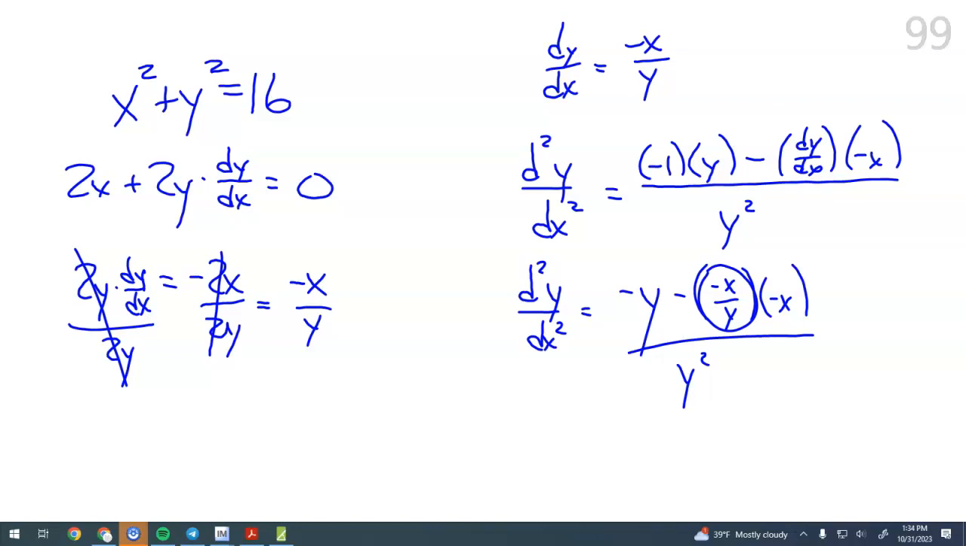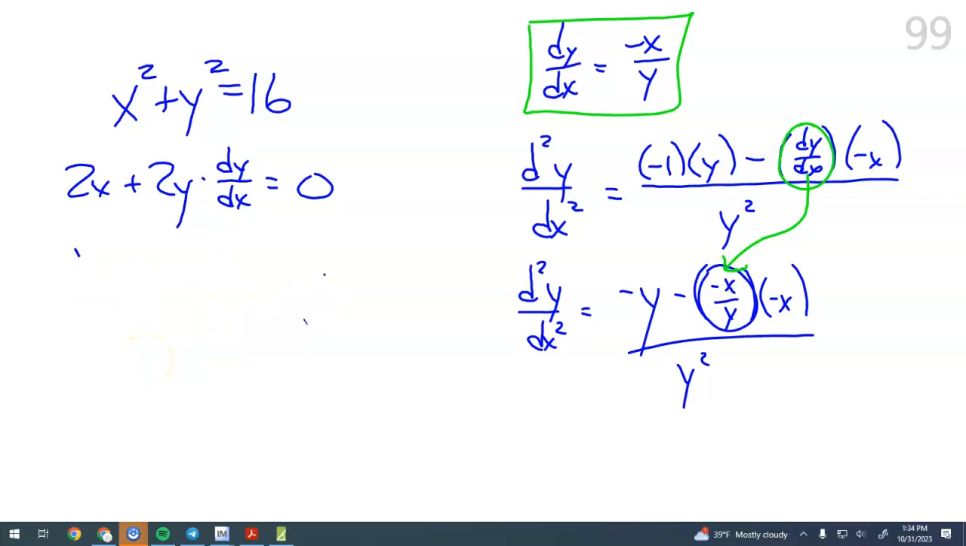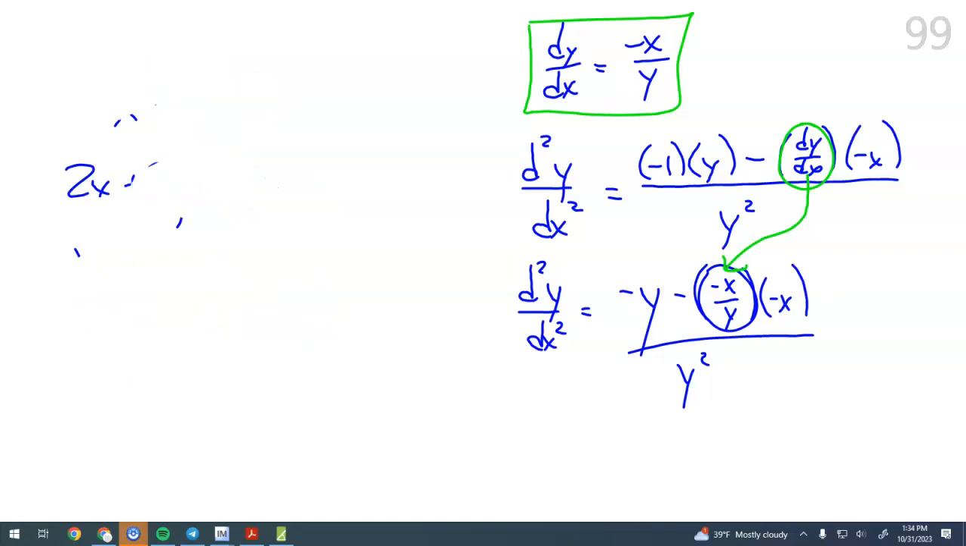Okay. So all I'm doing is up here, we know that dy dx is negative x over y. So instead of putting dy dx there, I just plugged in negative x over y. I'm just putting it in that slot. And keep that idea in mind because it's going to come up again when we get to the end of the problem.